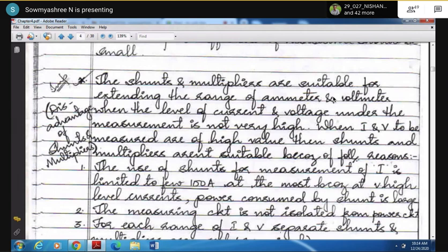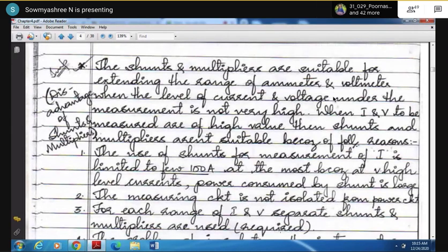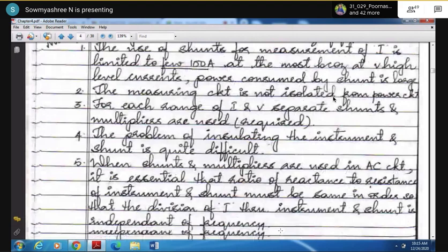These instruments will be standardized to certain values. When I take current transformers, there are some values. One second, I'll show you.